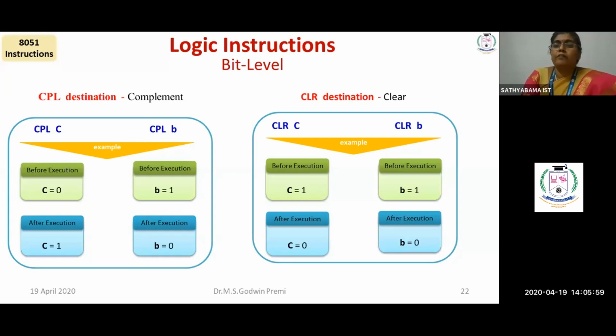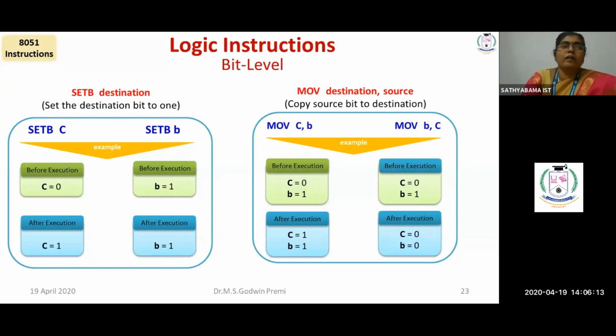So whatever may be the content of carry flag before, that will be changed to 0. Here clear B indicates that the addressable bit will be changed to 0. Clear indicates that after executing the instruction it will be changed to 0. The next one is the set B. Set means it is setting to 1. Set B destination. Again here destination in the bit operations indicates the carry flag or addressable bit.